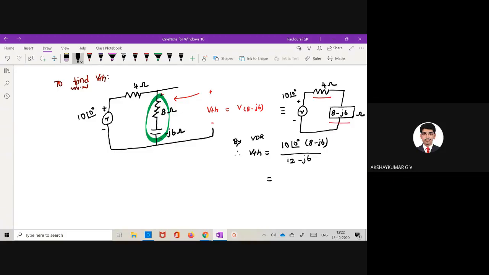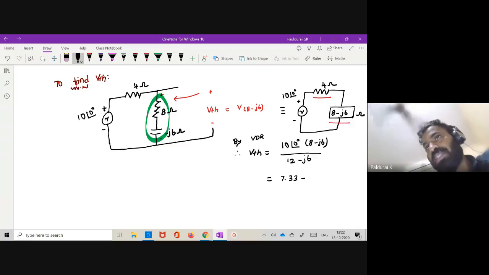Sir, 7.33 minus 1.33 J. Very good. 7.33 minus 1.33 J. What is the unit? It is volt. Or otherwise, in terms of polar, no?